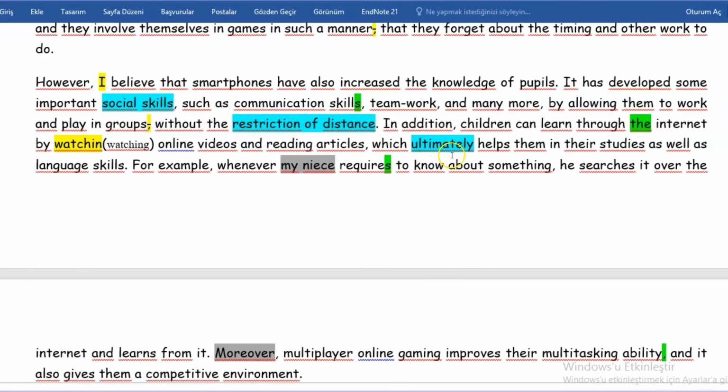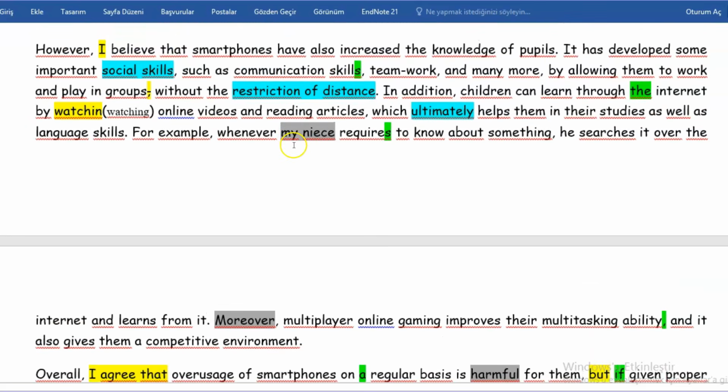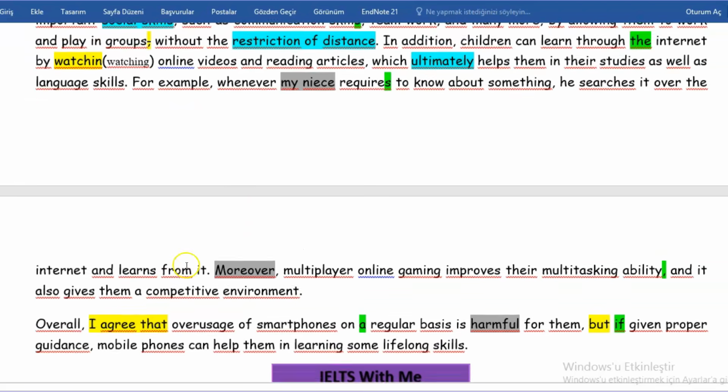Pay attention to the topic specific vocabularies. Additionally, children can learn through the internet by watching, pay attention to its spelling error, online videos, and reading articles, which ultimately assist them in their studies as well as language skills. For example, whenever my niece requires to know about something, he searches it over the internet and learns from it.